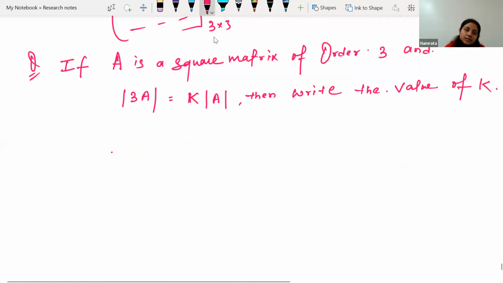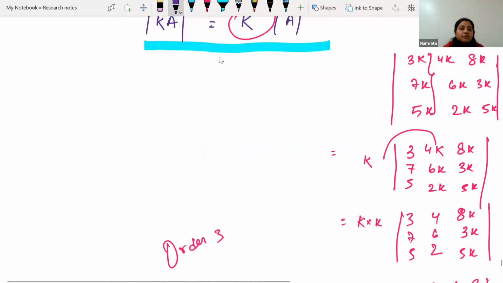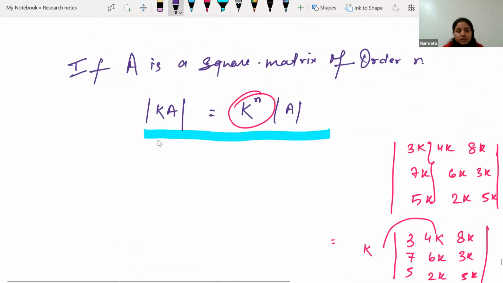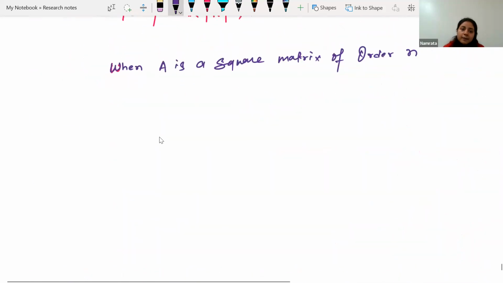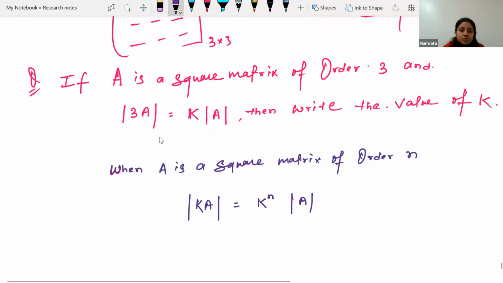We know the property says, I'm just writing the property so that we can apply it over here. When A is a square matrix of order n, then what we have written over there, the determinant in this form is equal to k to the power n. If k is there with each and every element, then we will be having k to the power n outside and only determinant of A.